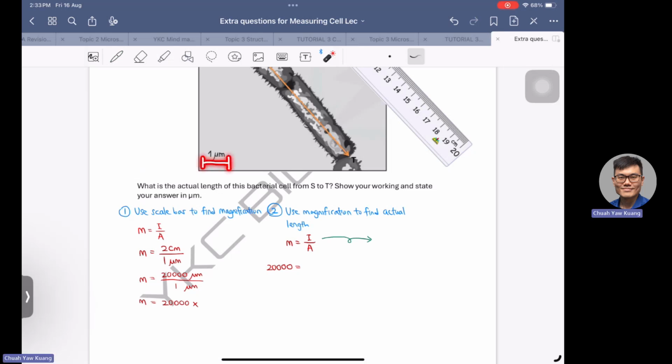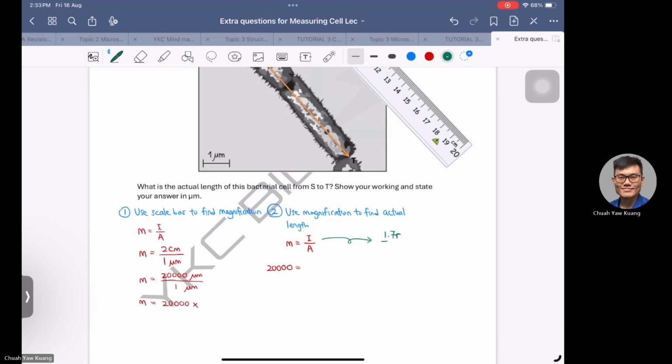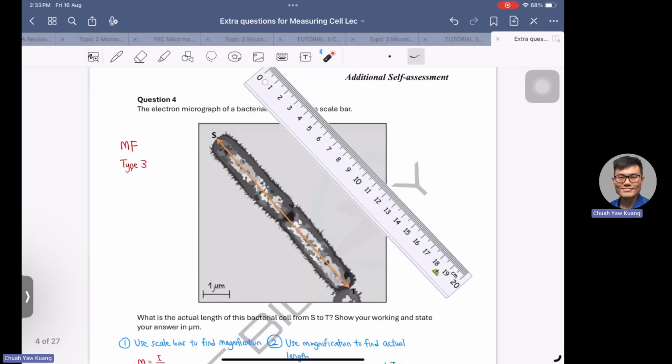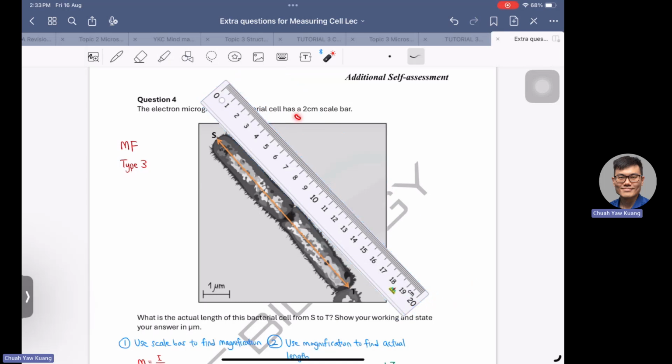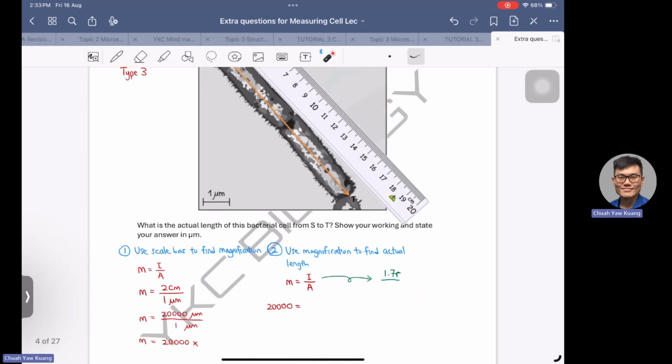When I measure using my ruler, the scale bar is only 1.7 cm. But to prevent confusion, because I know this is just a ratio, I put an R. So this indicates that on my physical ruler, it is 1.7 cm. Then I will divide by the actual measurement that the question tells us. The question tells us that the scale bar is 2 cm. So that is the actual scale bar, and that's why we put 2 cm here.